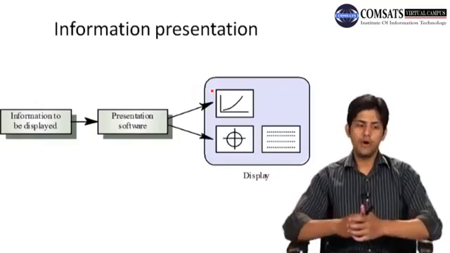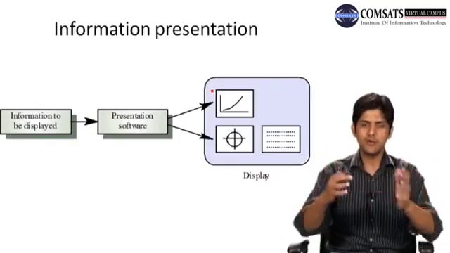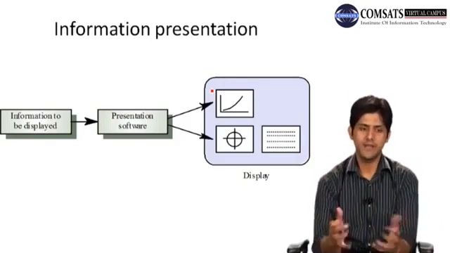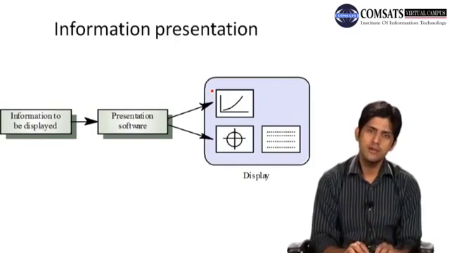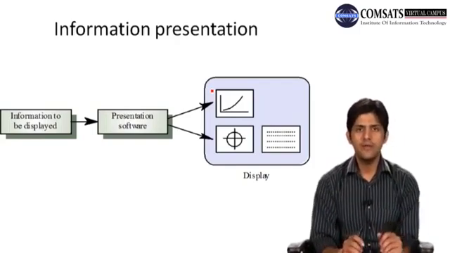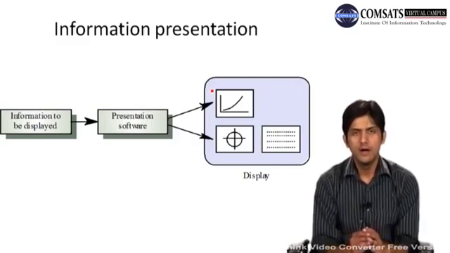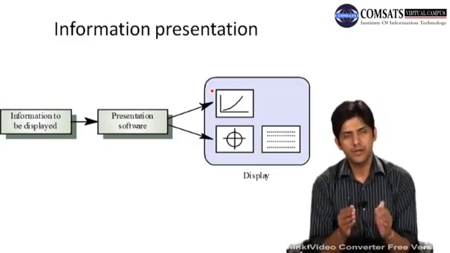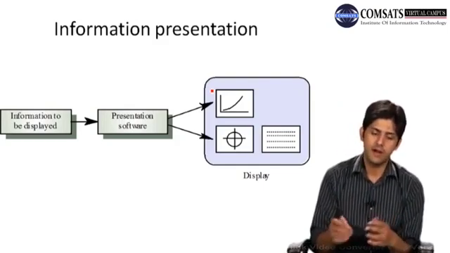Okay, ji. Normally, when we talk about information presentation, we can visualize that the software has the information to be displayed. ठीक है, for example, आप कुछ लिख रहे हैं, so that is the information to be displayed. And then you have this presentation software, which is a functionality that your application provides, or it lets you represent the information to the user in a number of ways. ये जिस तरह हमने example दी, ग्राफ भी हो सकते हैं.